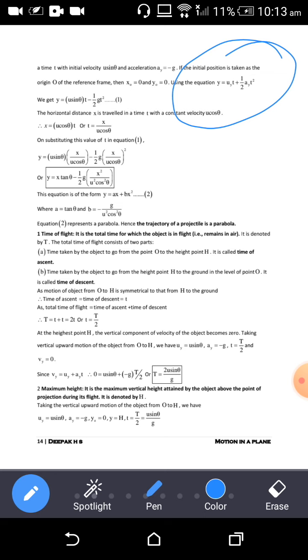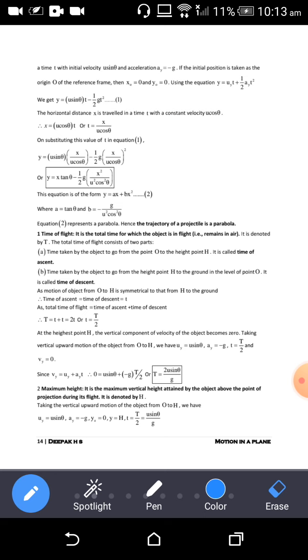Acceleration is nothing but the rate of change of velocity with time. Since the velocity is not changing with respect to the horizontal surface in the absence of air resistance, the acceleration along the x-axis comes out to be 0. So the value of x is x equal to u cos theta into t, or else that can be written as t equal to x divided by u cos theta.